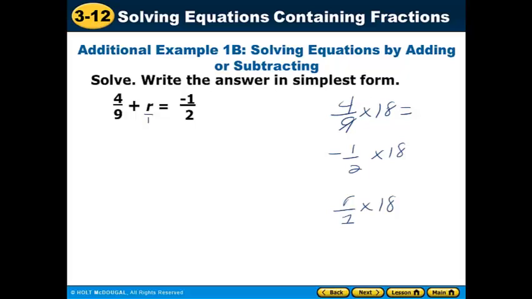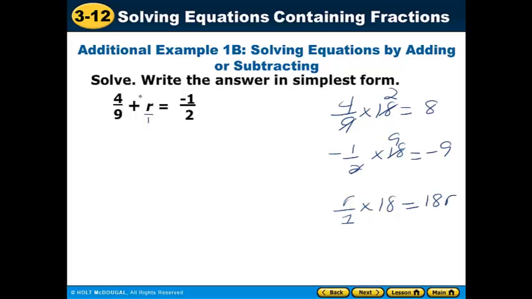So 9 cancel, 18 turn into a 2, and 4 times 2 is 8. Negative 1/2, this will be negative 9. Okay, don't forget our negative sign. And r over 1 times 18 will be 18r. Do you guys see that?